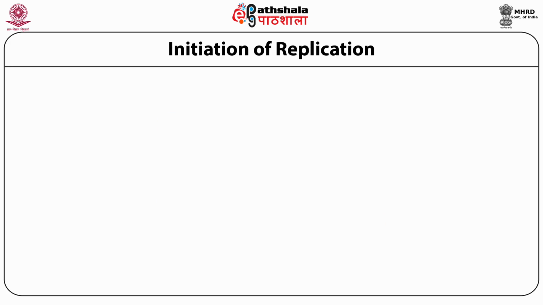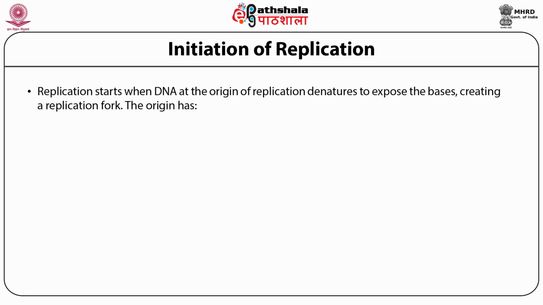Now let's look at the various steps in replication, starting off with the initiation of replication. Now, this is in prokaryotes. Replication starts when the DNA at the origin of replication denatures to expose the bases, thereby creating a bubble which will form a replication fork.